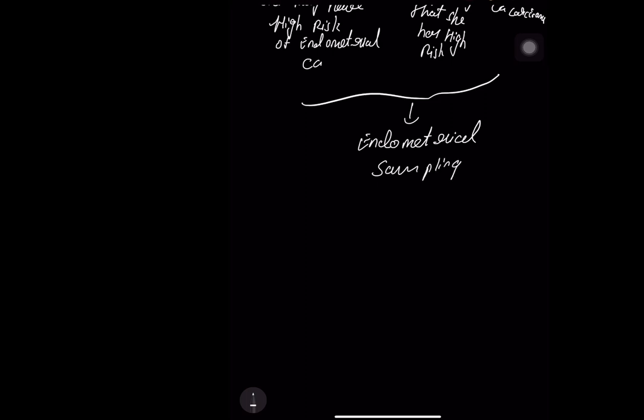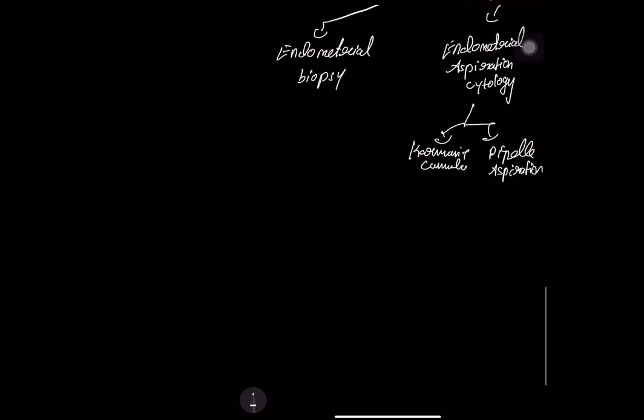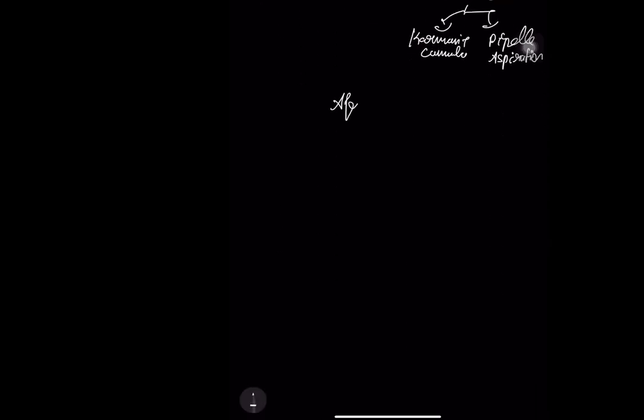Endometrial sampling can be done in two ways. The first one is endometrial biopsy, and the second method is endometrial aspiration cytology. Endometrial aspiration cytology is further divided into two types. It can be done by Karman's cannula, and it can be done by Pipelle aspiration. After doing endometrial sampling, we'll get the report of the endometrial sampling.